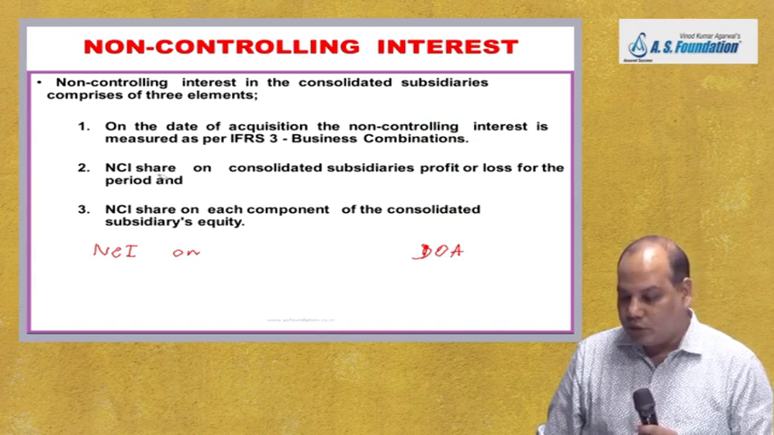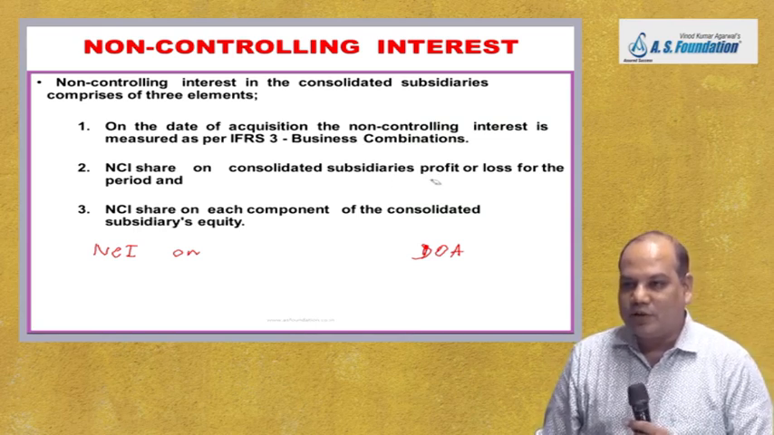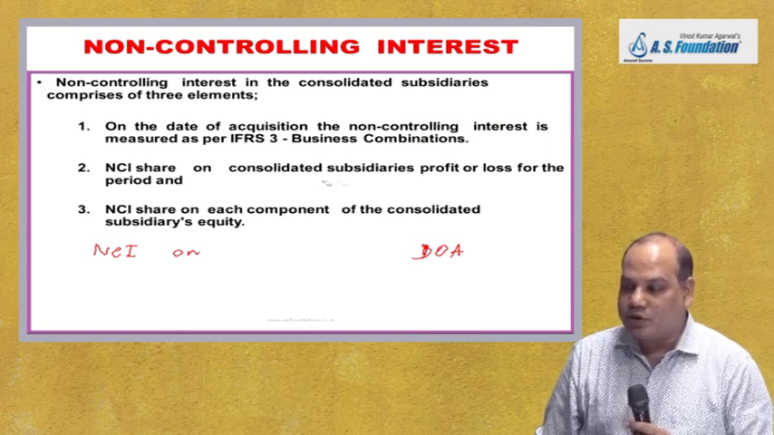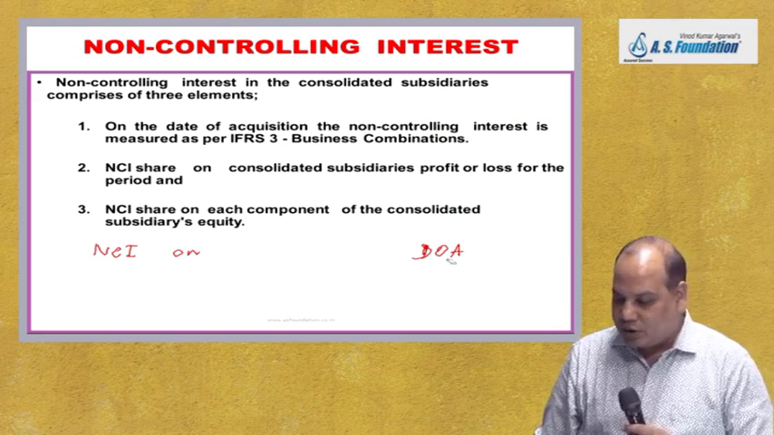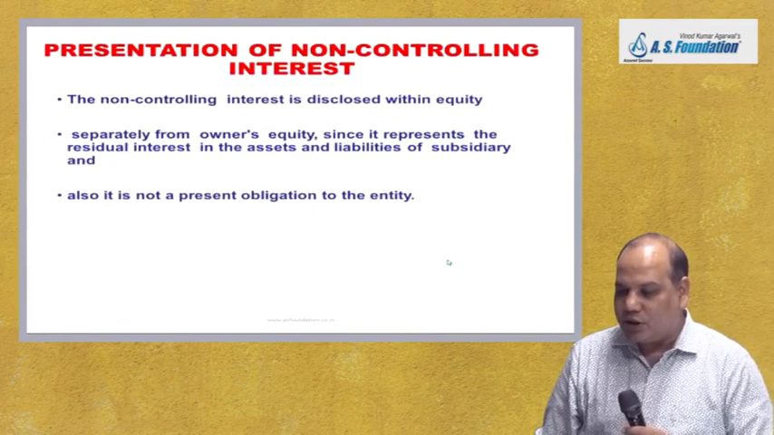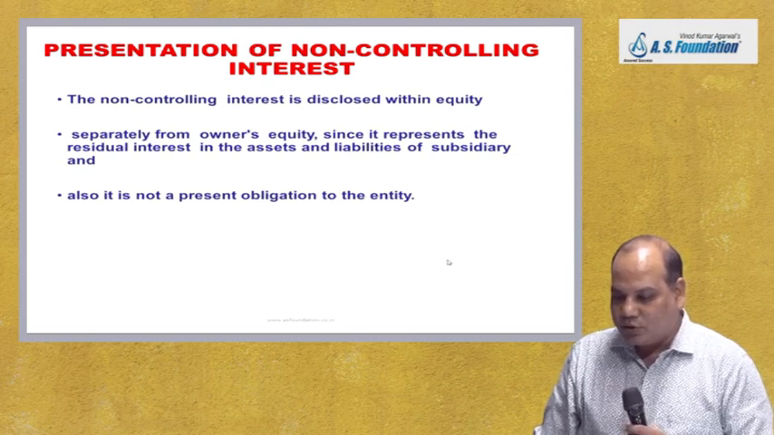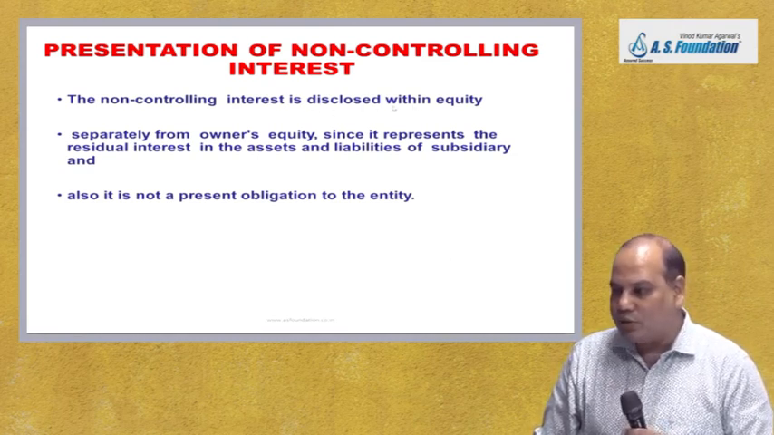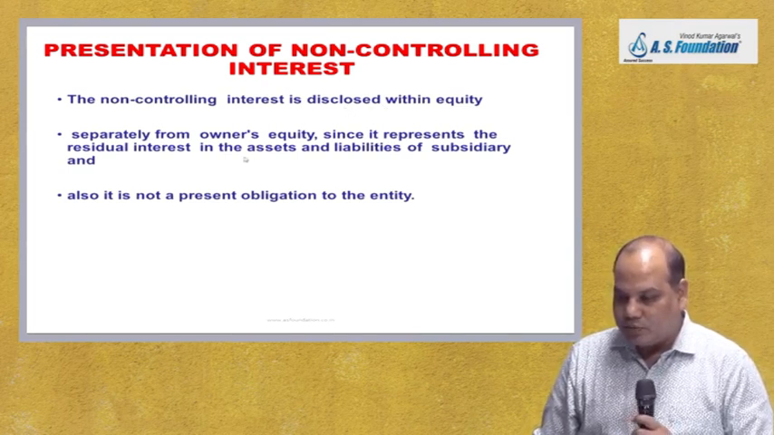Okay. Add NCI share in the post acquisition change in the net asset. Can I say that? Add NCI share in the post acquisition change in the net asset of the subsidiary, and that you add, that will give you NCI for closing SOFP purpose. NCI will be disclosed in equity only, but separately from owner's equity.